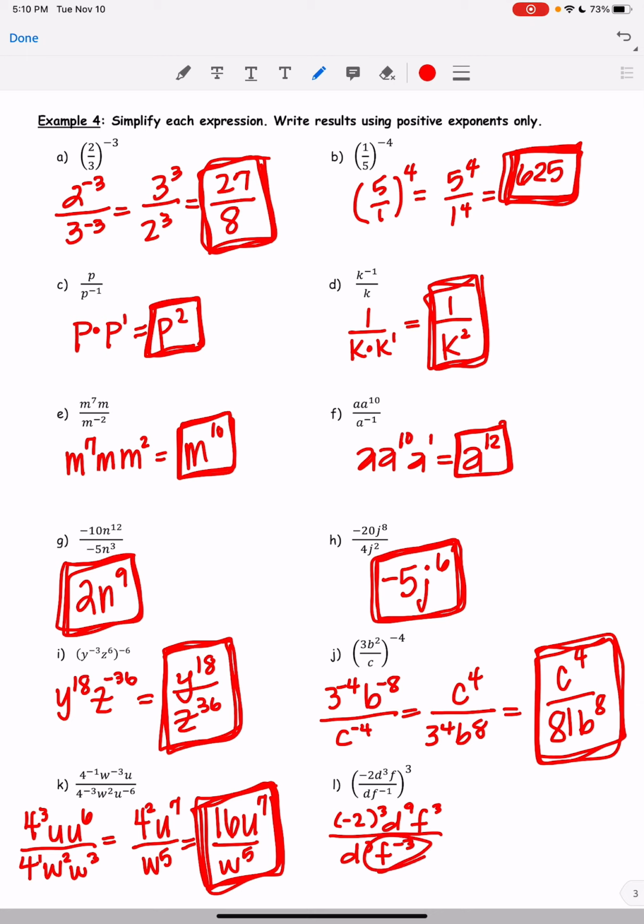So the only thing I need to move is this f. And I'm going to go ahead and evaluate this. So this becomes -8, d to the 9th, f cubed, and then this one goes up. So another f cubed, all over d cubed. And so now my final answer is -8 d to the 6th. Use your quotient rule here. We're not dividing. It's 9 minus 3. And then use your product rule here. 3 plus 3 gives me f to the 6th.